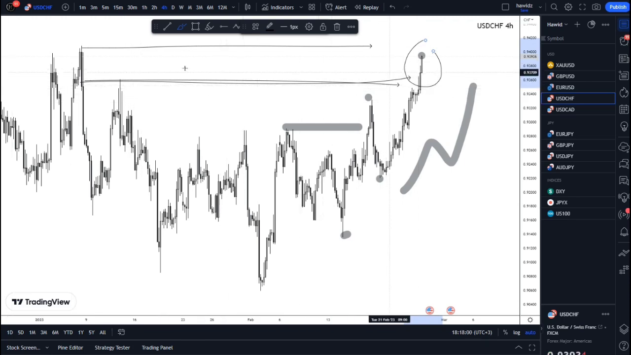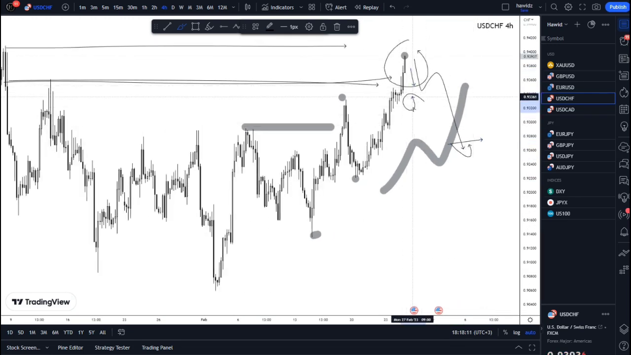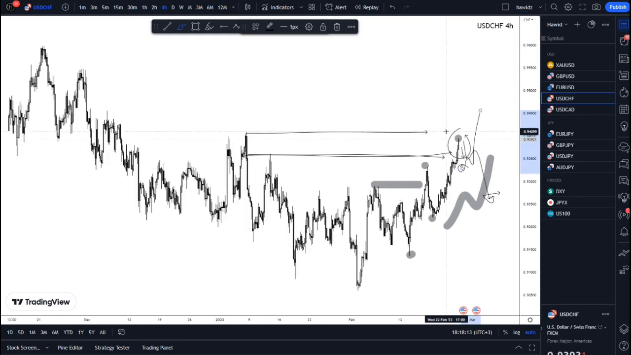So we can see the same thing in USD CHF. Price is within an area of supply, and we might look for sells in there if they present themselves. If they don't, then it's fine. We'll just wait for the pullback, get more buys in here, and rock with the markets.